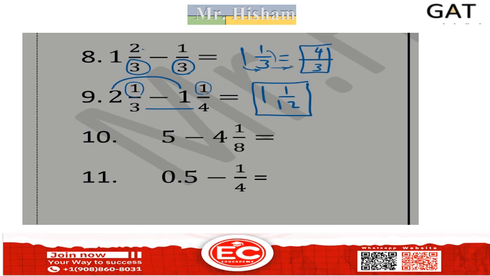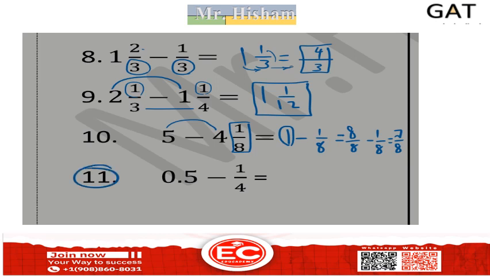Regarding number 10, 5 minus 4 and 1 over 8. We know that. What is 5 minus 4? 1. So I have 1 minus 1 over 8. Notice how I'm working. 5 minus 4 is 1, then 1 minus 1 over 8. I can write this 1 as 8 over 8, minus 1 over 8, which is equal to 7 over 8. So if you have 1 in fraction, you can write it as 3 over 3, 5 over 5, 7 over 7, 8 over 8, and so on.